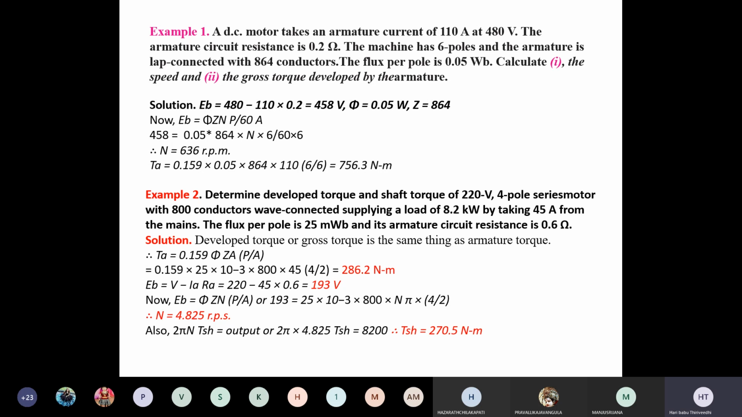So in this problem, they don't give the armature current, they give the supply current. Supply current is nothing but the load current, IL, from the mains. And flux per pole is 25 milliweber, 25 into 10 power minus 3 Weber. And armature resistance Ra is equal to 0.6. So now they have given all the things for armature torque. Just find out the armature torque. Ta is equal to 0.159 phi Z Ia into P by A. 0.159 into phi, 25 milliweber, that is 25 into 10 power minus 3, into Z 800 into Ia.